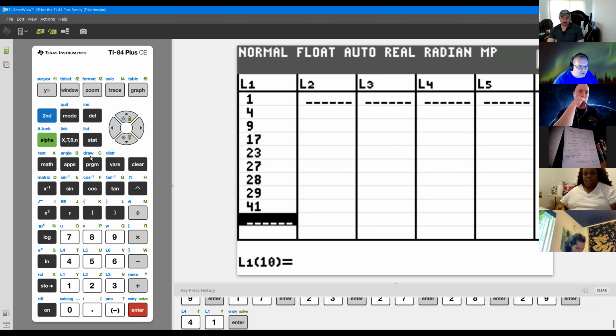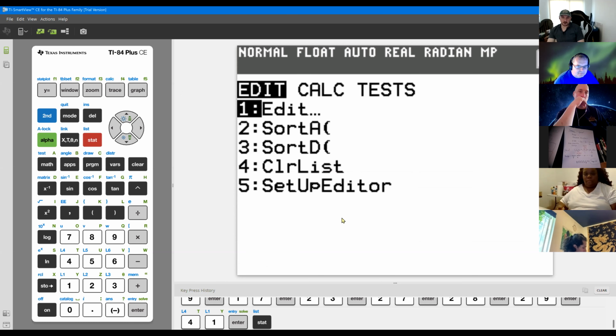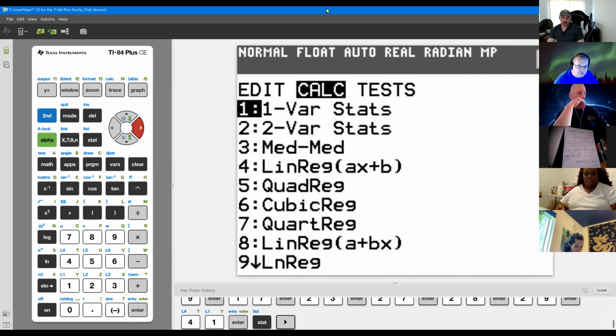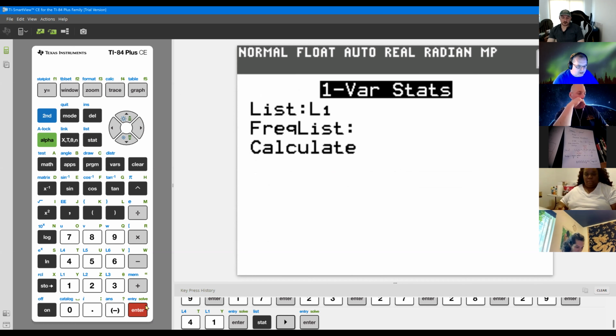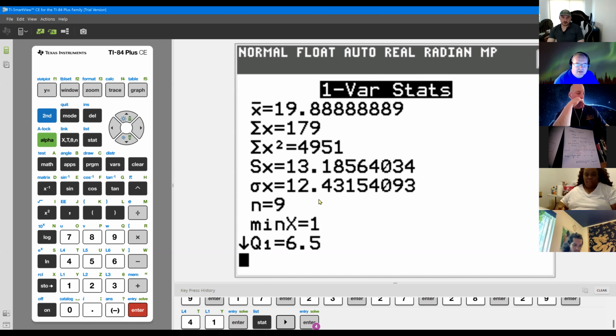So once you've got your data in, you hit start, you move over to Calc 1 again, and we use choice number 1, a very frequent choice. If you just hit a whole load of equals, here we go. The mean is about 19.9.